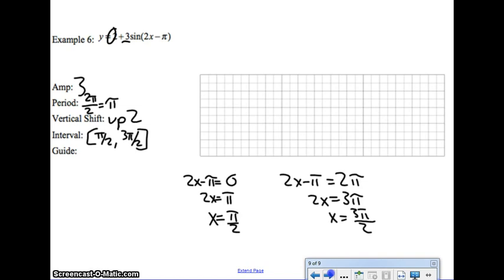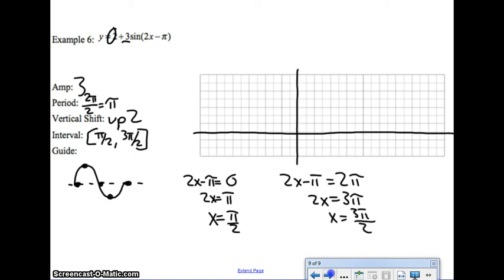And for my guide, I know this is sine, so I start and stop at my axis, go up and then down. Since we have this vertical shift in here, this is where I'm going to take a different color and mark off where that vertical shift is, since I know my whole graph is supposed to go up 2. I'm going to move my x-axis, so to speak, up 2. I want to think about this dashed red line as my new x-axis.